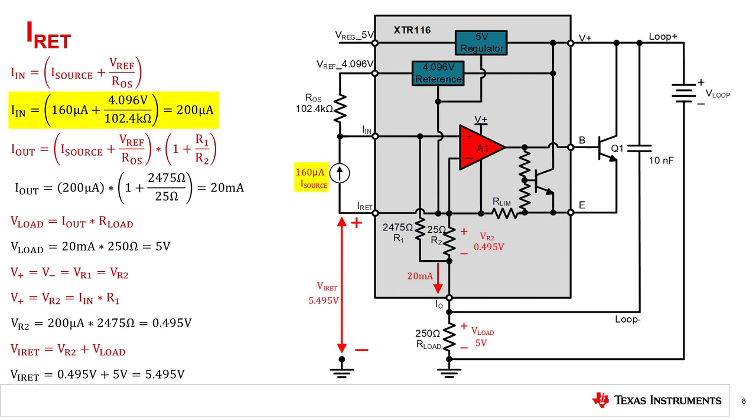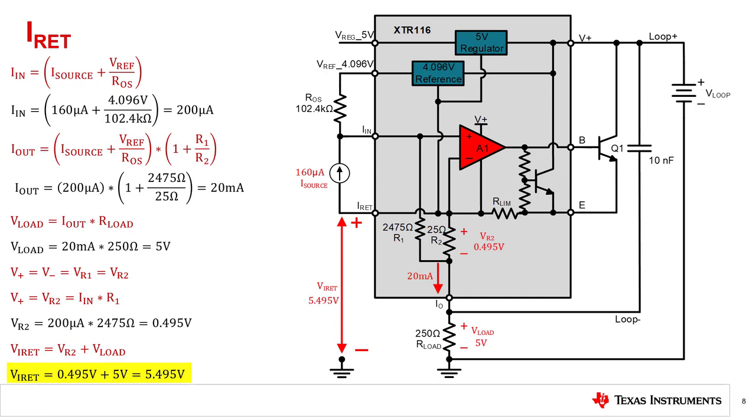If the current source is increased to 160 microamps and an offset current of 40 microamps is sourced from the reference, the total current input to the transmitter is now 200 microamps. To get the voltage level across R2, multiply IN by R1 to get 0.495 volts. With the 250 ohm load and a 20 milliamp output of the transmitter, we can calculate the voltage at the load by multiplying 20 milliamps by 250 ohms to get 5 volts. The voltage at I-return referred to ground is 5.495 volts.